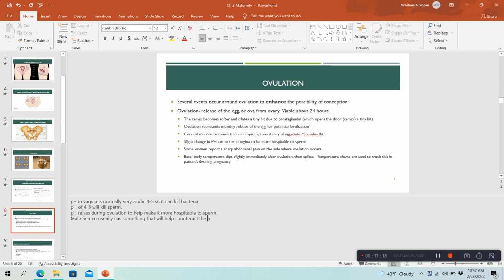A few women will report a sharp abdominal pain when they ovulate. They feel it on one side or the other. If a woman does that, that's great. All women don't do that, and you can't actually count on it, but there are some women who say that they feel a particular pain.